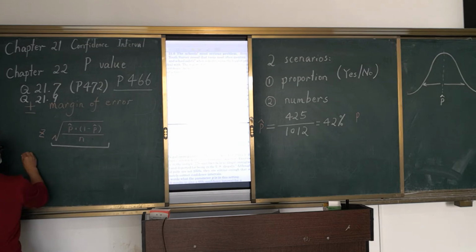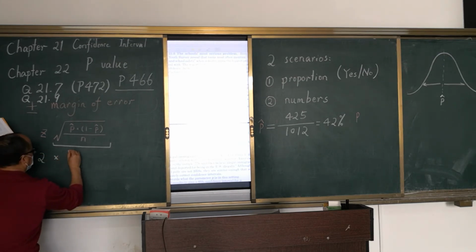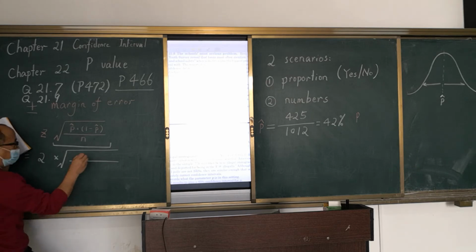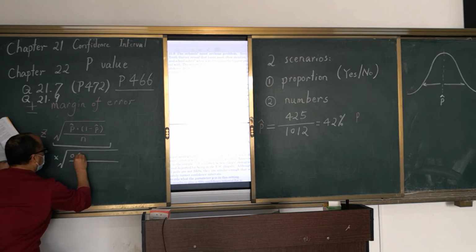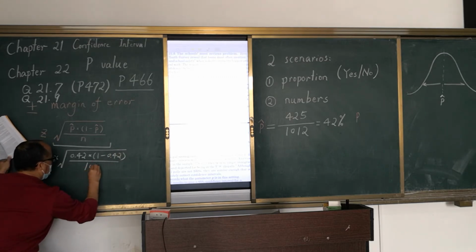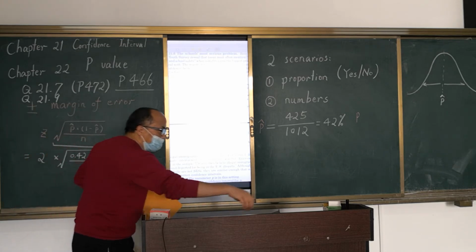So this is equal to 2 times 0.42 times 1 minus 0.42, divided by 1012. I should make this red.